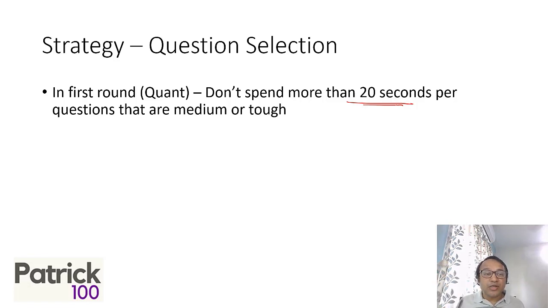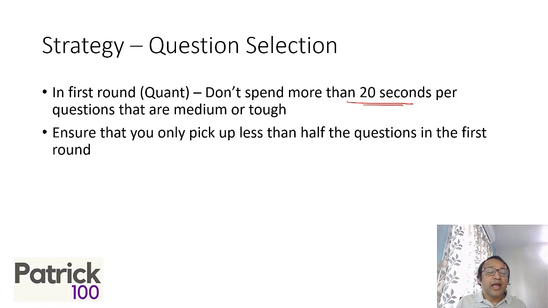It's important that in the first round, you only solve the easy questions and leave the medium and tough ones by marking them as medium or tough within 20 seconds. Remember that. So for easy questions, take your time, 1 minute, 2 minutes, and solve. Medium and tough questions: within 20 seconds, mark as medium or tough and leave it. That's important. Ensure that you pick up less than half the questions in the first round.